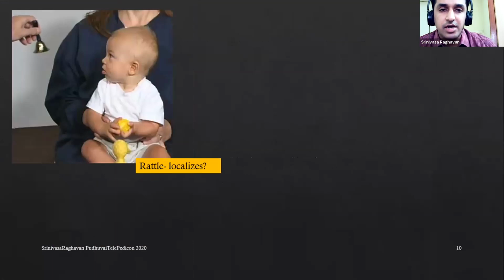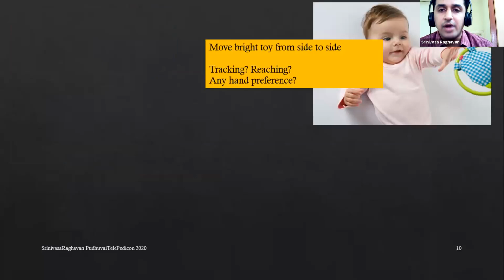What are some things that we can do? Shake a rattle behind the child. So shake a rattle out of view of the child and see if the child is able to localize sound. And move a bright toy from side to side and see if the child is tracking. And see if the child is reaching out for the toy. And while reaching out, is there any definite hand preference? A child who has good vision will definitely be interested in the toy and he will try to reach out for it. And a child with good fine motor eye-hand coordination will be able to reach it with both hands. And if there are no weakness, there should be no hand preference for a child at this age.